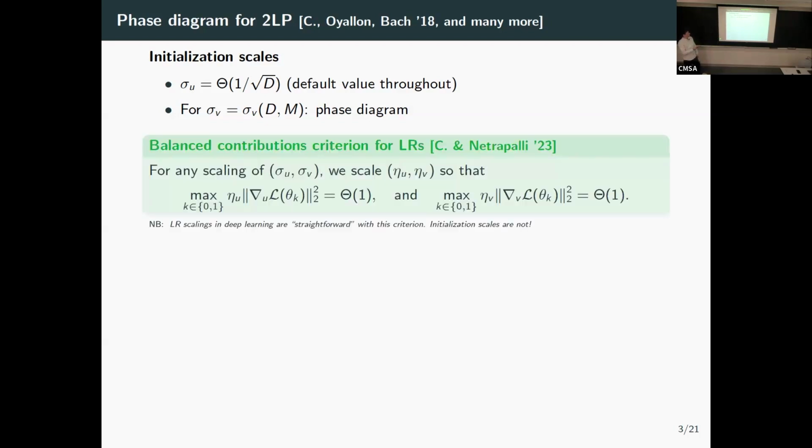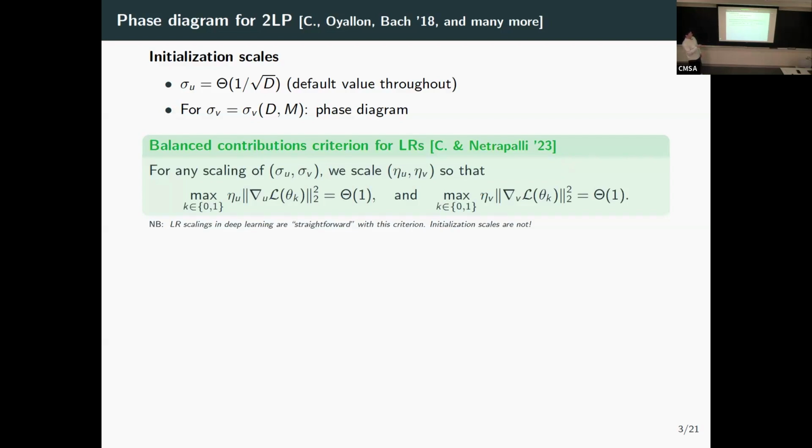And for the learning rates, there is a natural way to always normalize them, which is to ask that the loss decay is theta of 1, whatever the scale of the neural network. So we are asking that the decay of the loss due to the input layer weights be theta of 1, and the decay of the loss due to the output layer weights also be theta of 1.